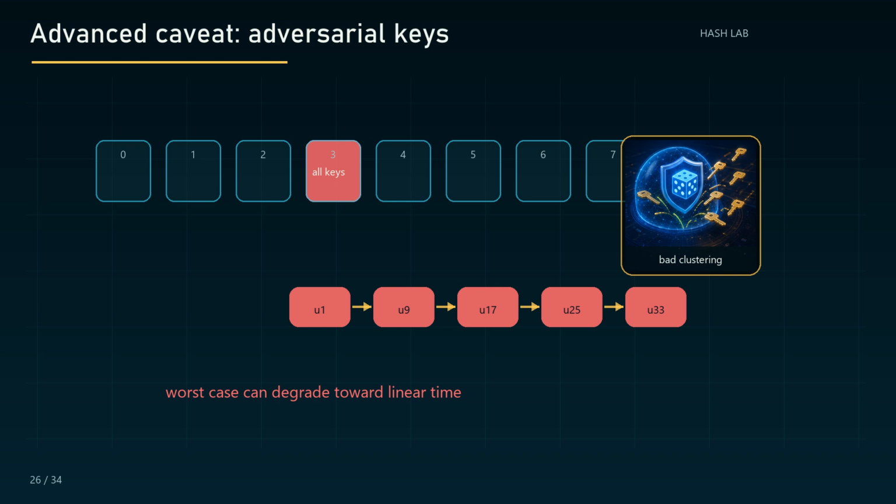This is an optional real-world warning. If someone can predict the bucket rule, they may choose keys that collide on purpose. Production tables defend against that with better mixing, random seeds, resizing, or fallback strategies. For today, keep the beginner version: bad spread makes the table slow.